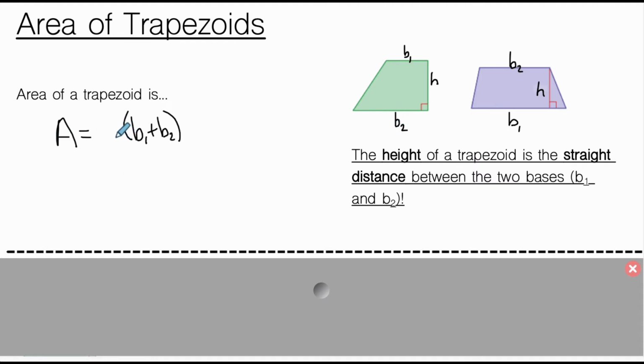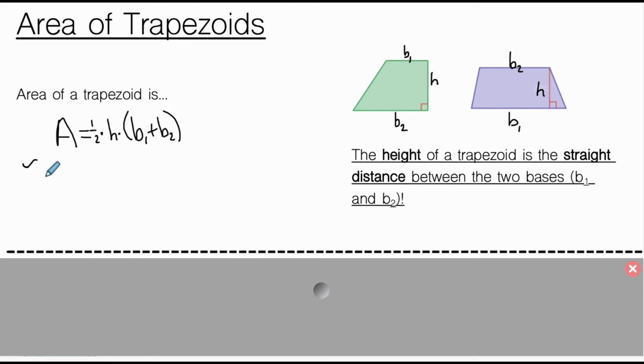We're then going to multiply that by the height. So B1 plus B2, we're going to find that first. That's why it's in parentheses. We're going to solve that first. Then we're going to multiply that by whatever the height is. And lastly, we're going to cut that whole thing in half. So we're going to multiply that whole product there by 1/2, and that's going to cut it in half.